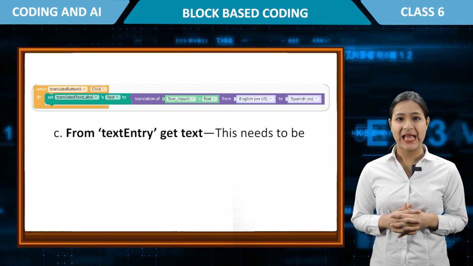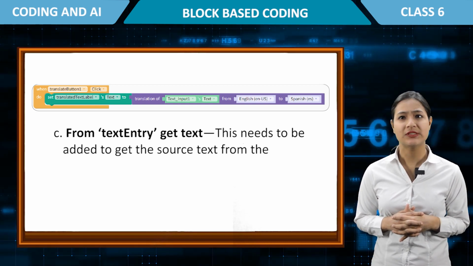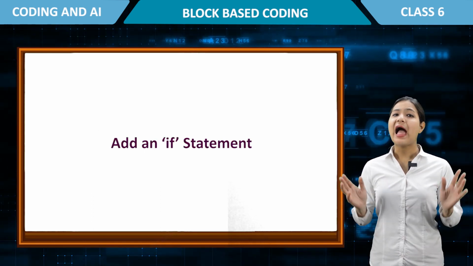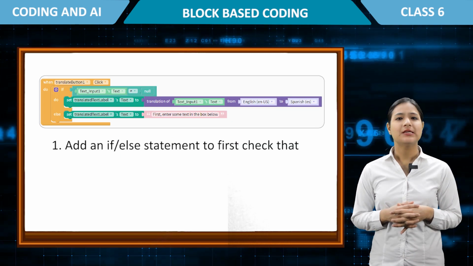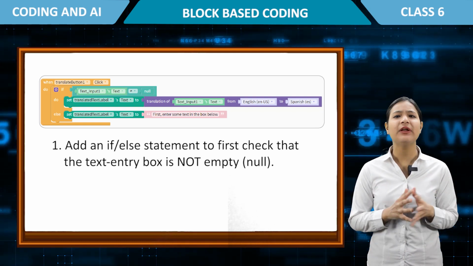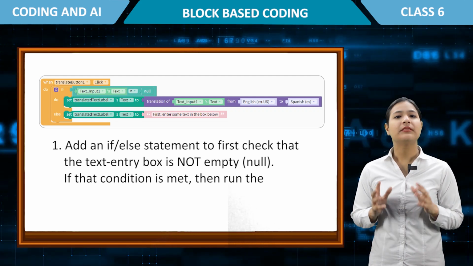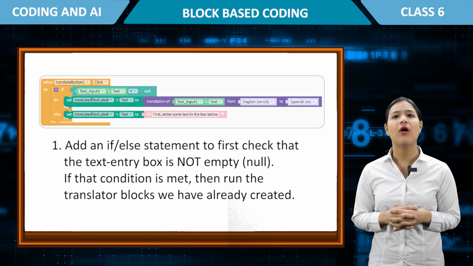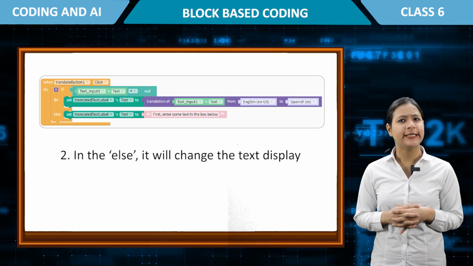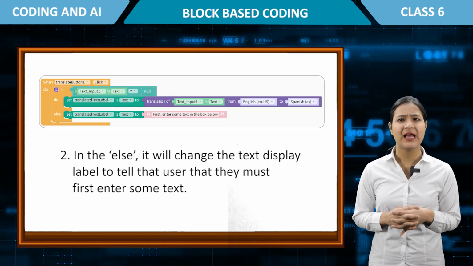C. From text entry, get text. This needs to be added to get the source text from the text entry box and use that text to translate. Add an if statement. First, add an if or else statement to check that the text entry box is not empty, null. If that condition is met, then run the translator blocks we have already created. In the else, it will change the text display label to tell the user that they must first enter some text.